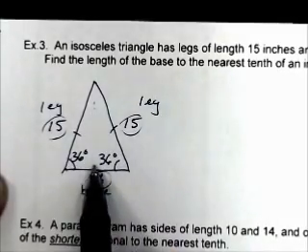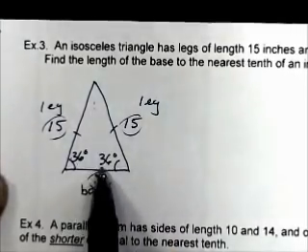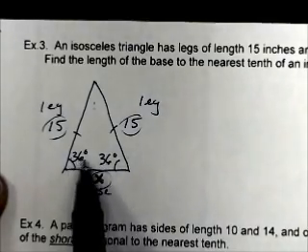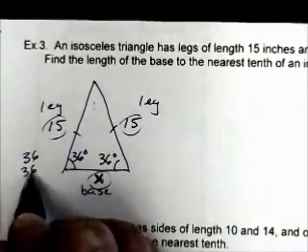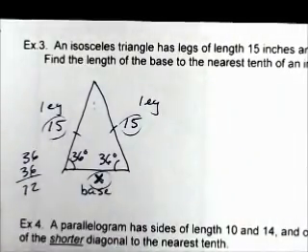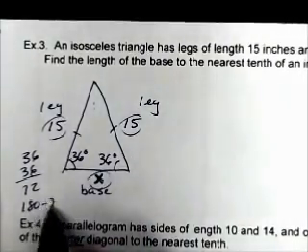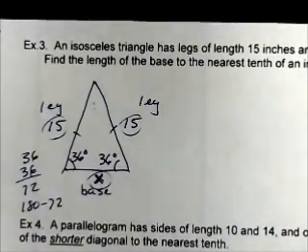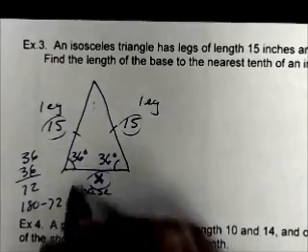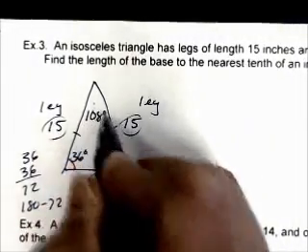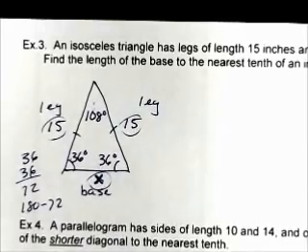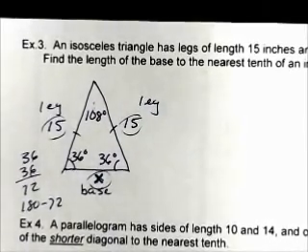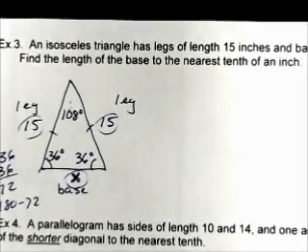Well, the three angles of any triangle add up to 180. So if we add these two, 36 and 36 is 72. And then subtract that from 180, that'll give us what's called our vertex angle, 108. So this is a 108-degree angle up here. My triangle is not representative of that, but that's okay. We're just working with the numerical values we have here.